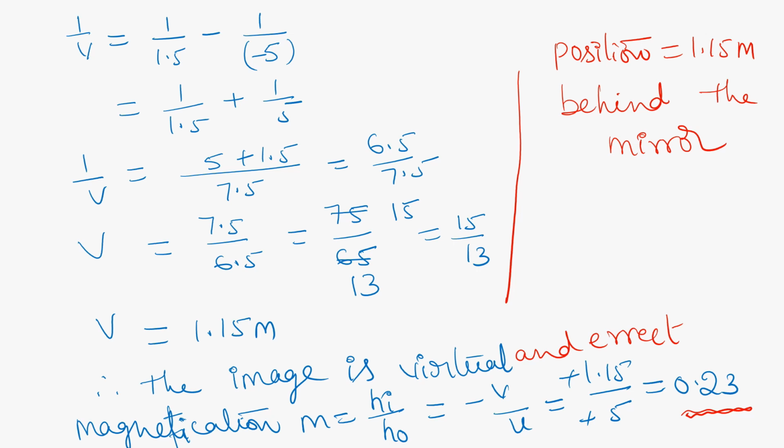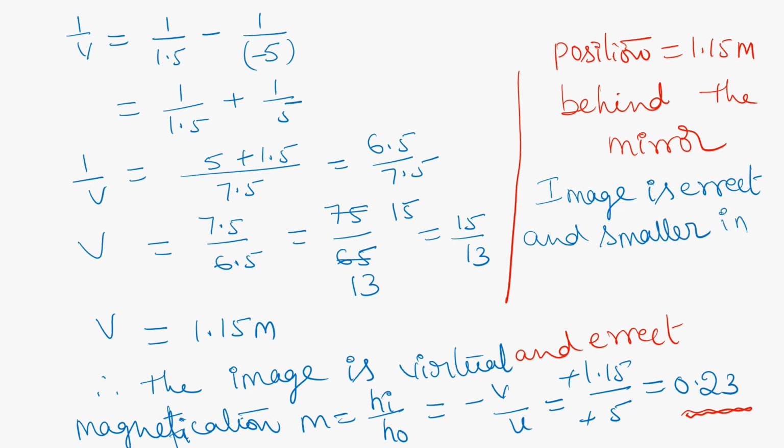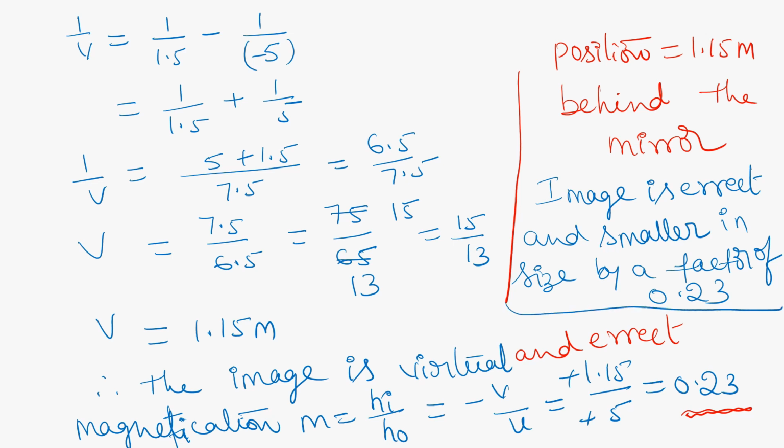So that is image is erect and smaller in size by a factor of 0.23. This is the final statement. Okay, next we will go to the next question.